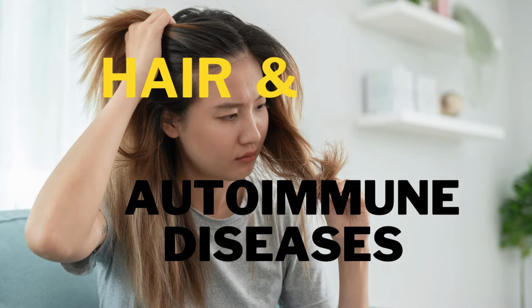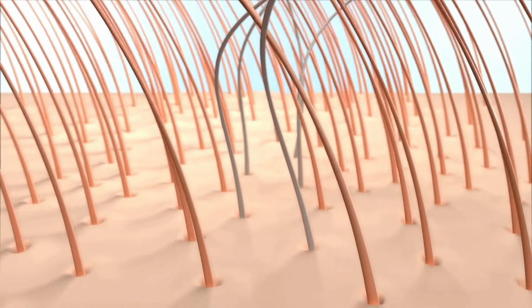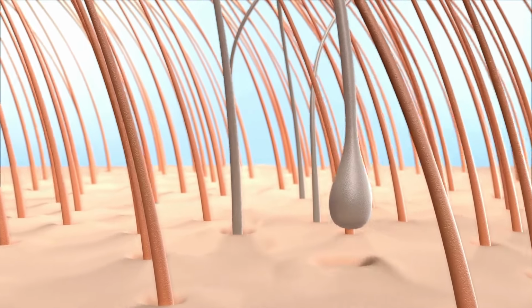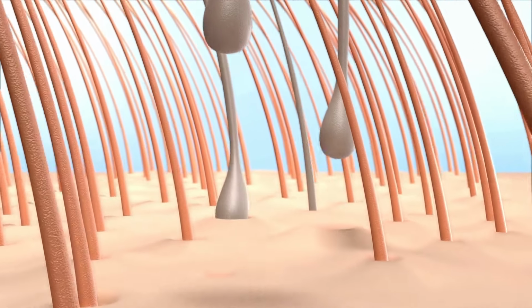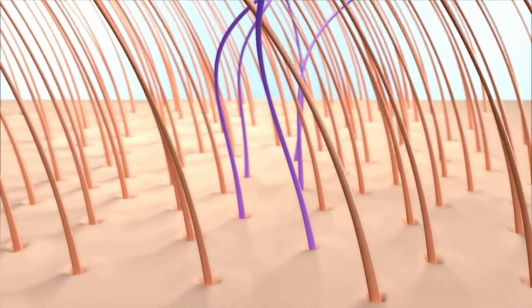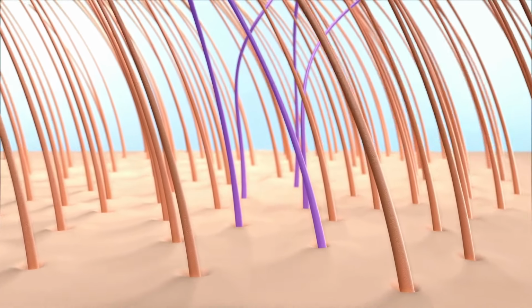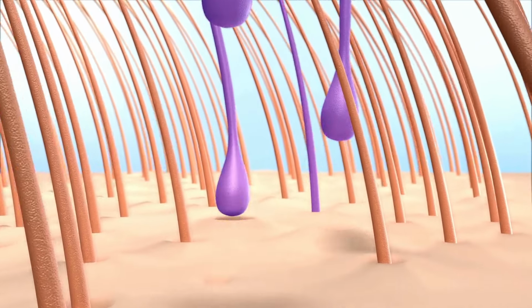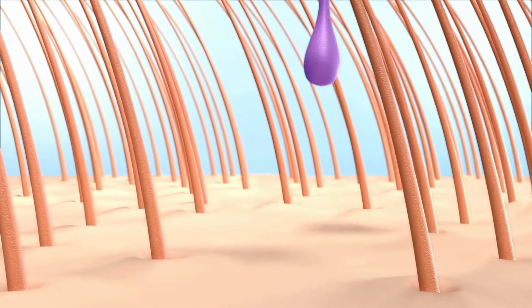Today we will be discussing 10 autoimmune diseases that affect the hair. In each of these autoimmune diseases, the immune system's attack on the body's own tissues can disrupt normal hair growth cycles, leading to various patterns of hair loss, thinning, or changes in texture. Treatment approaches may vary depending on the specific condition and its severity, and it's essential to consult with a healthcare professional for proper diagnosis and management.